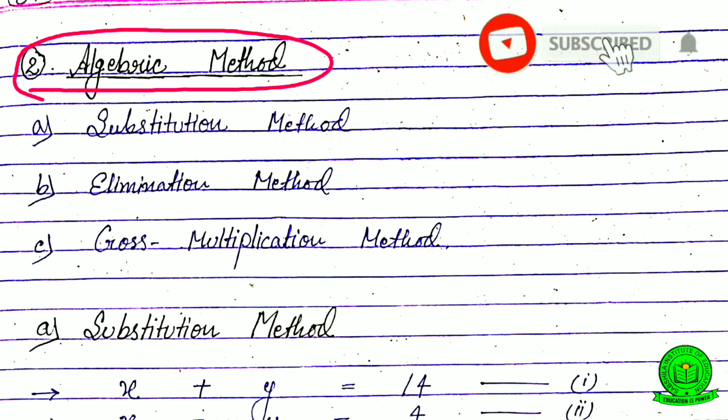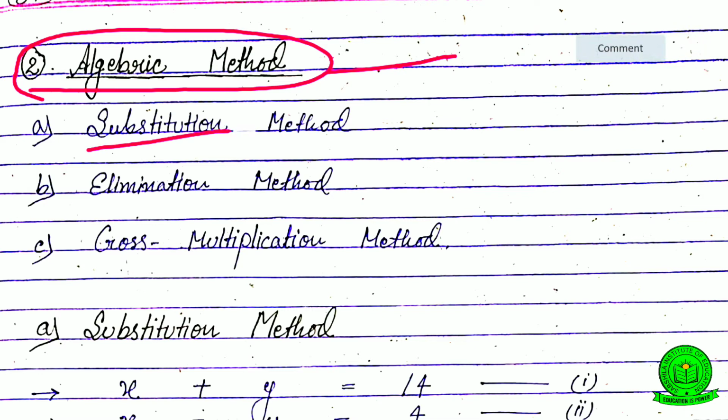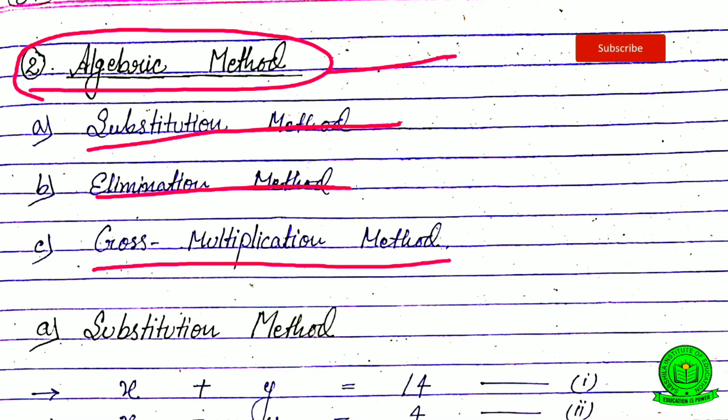The second method to find the solution of a pair of linear equations in two variables is the algebraic method. So let's start the algebraic method. First one is the substitution method, second is the elimination method, and the third one is the cross multiplication method. It is removed, so don't read this. So let's start with the substitution method.